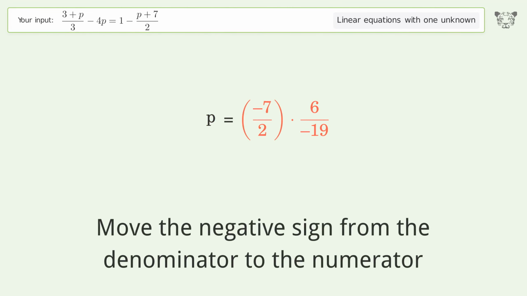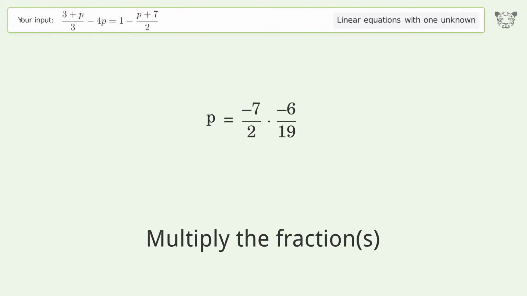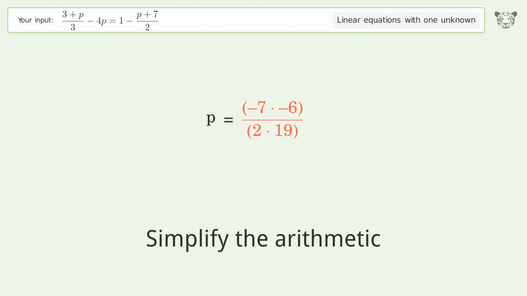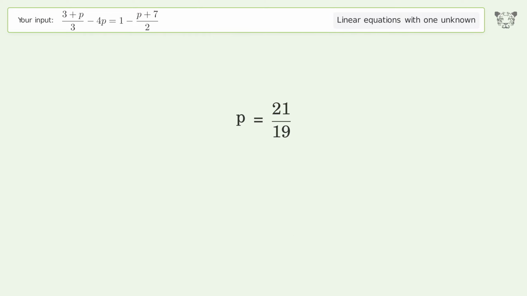Move the negative sign from the denominator to the numerator. Multiply the fractions. Simplify the arithmetic. And so the final result is p equals 21 over 19.